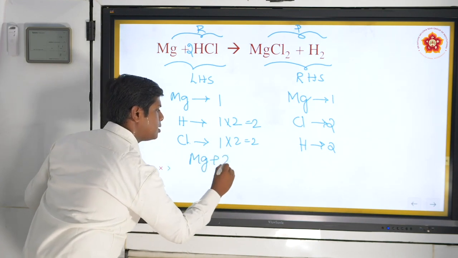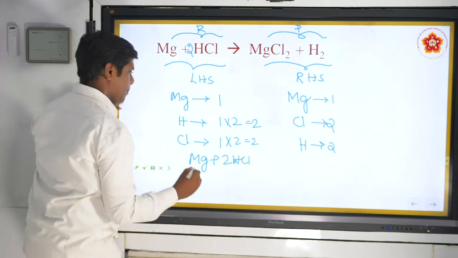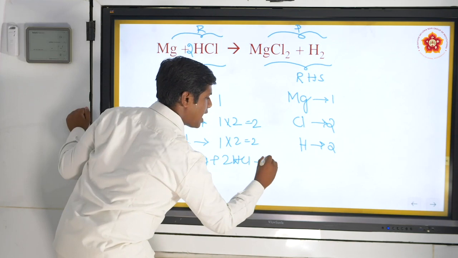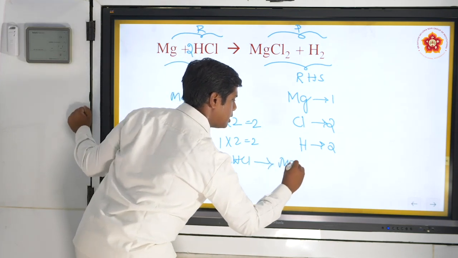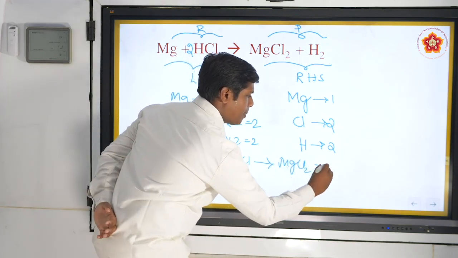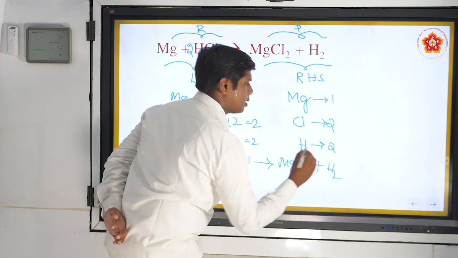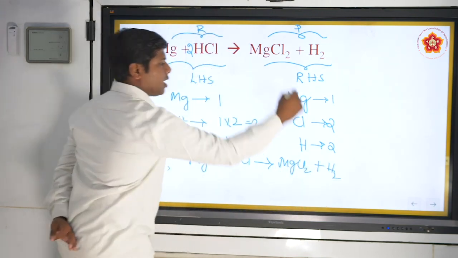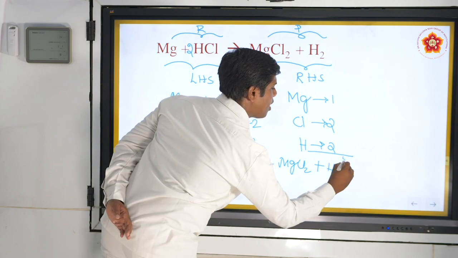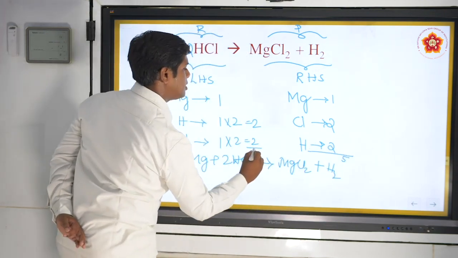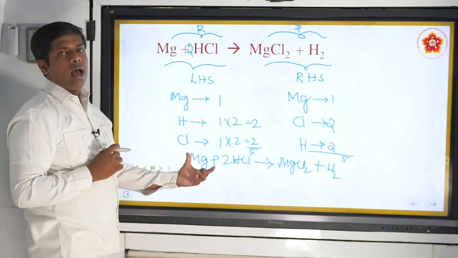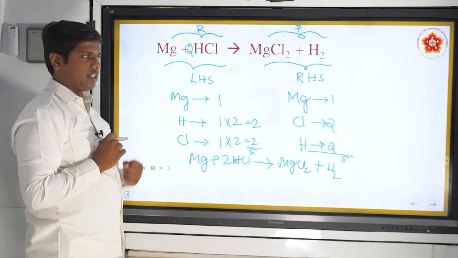Then the overall equation is Mg plus 2HCl gives rise to MgCl2 plus hydrogen gas. Here how many total products are there? 5. Here it's a 5. This is balancing a chemical equation.